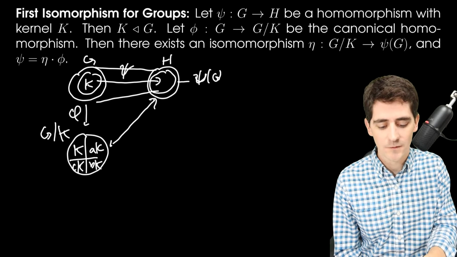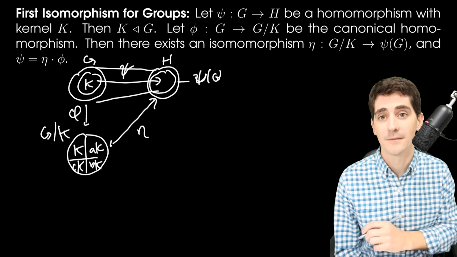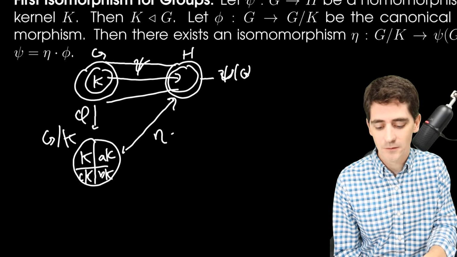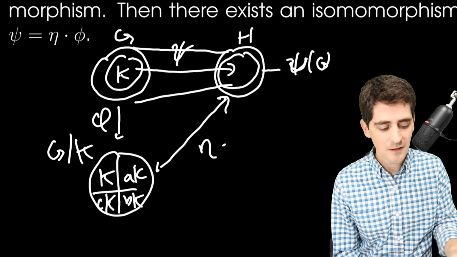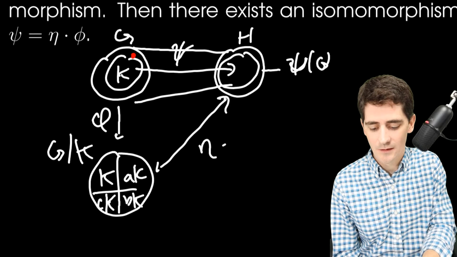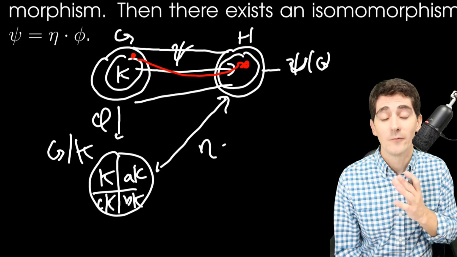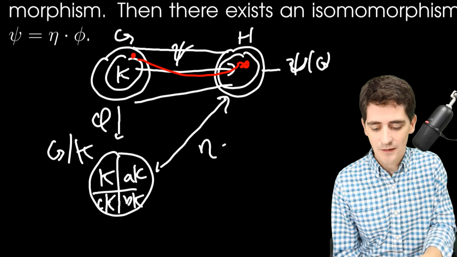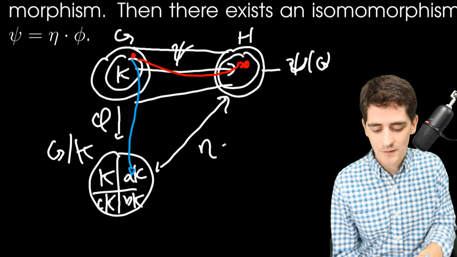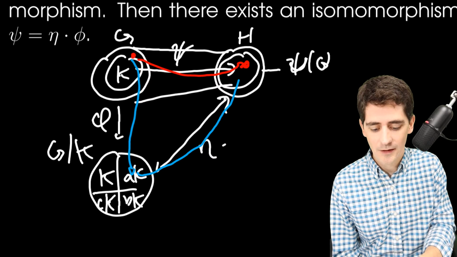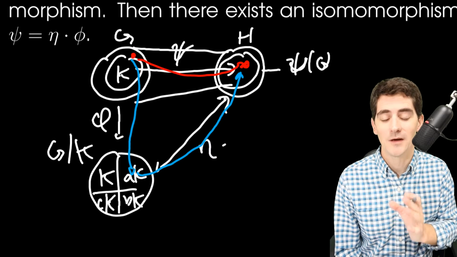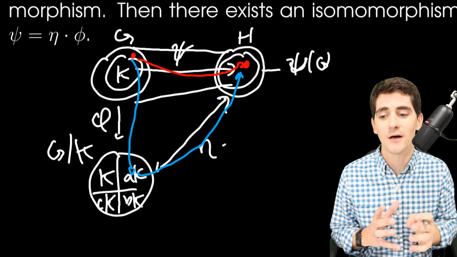So these things are isomorphic, and that's what we're calling eta. You can find eta by this relationship: if I take an element here and I map it over to H somewhere through psi, what that's actually doing is taking that element, mapping it down to its coset, and then applying eta to it, and you'll get the same element. So here we have two things that are isomorphic.